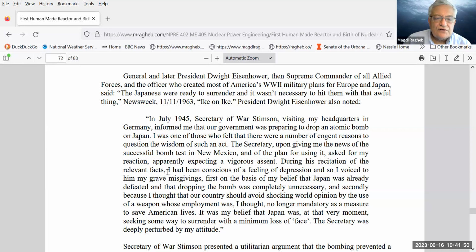During his recitation of the relevant facts, I had been conscious of a feeling of depression, and so I voiced to him my grave misgivings, first on the basis of my belief that Japan was already defeated and that dropping the bomb was completely unnecessary, and secondly, because I thought that our country should avoid shocking world opinion by the use of a weapon whose employment was, I thought, no longer mandatory as a measure to save American lives. It was my belief that Japan was at that very moment seeking some way to surrender with a minimum loss of face. The secretary was deeply perturbed by my attitude.